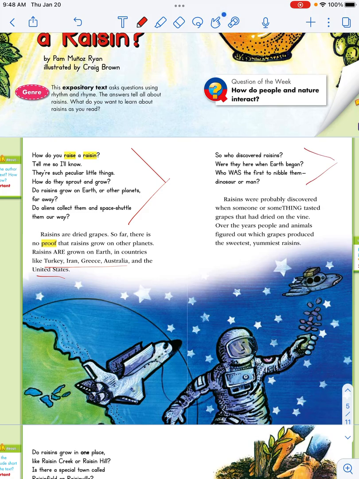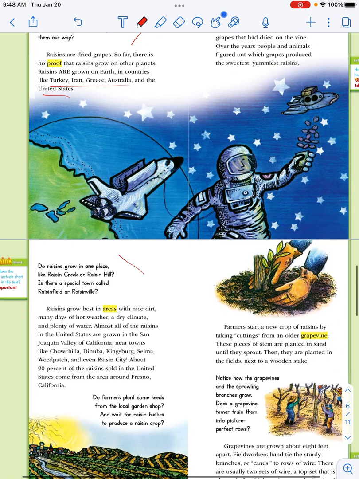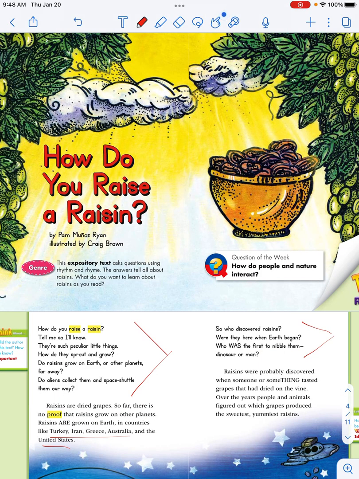This one is about discovering raisins, so no. Do raisins grow in one place? It talks about them needing hot weather, dry climate, plenty of water. And then it talks about some specific places in America where raisins are grown. So I have a lot of options to answer that question since it just says, where are raisins grown?